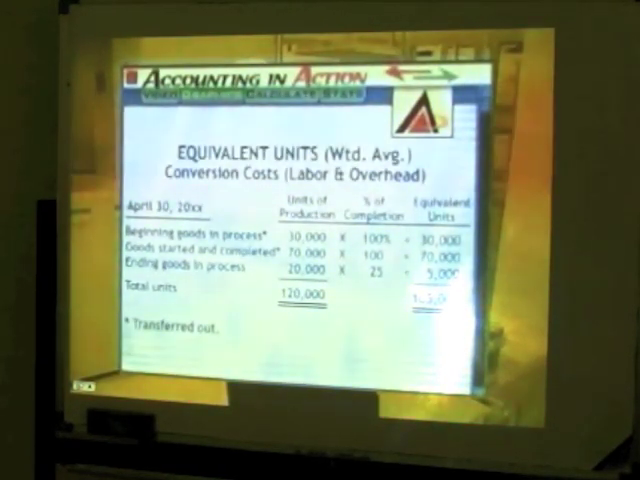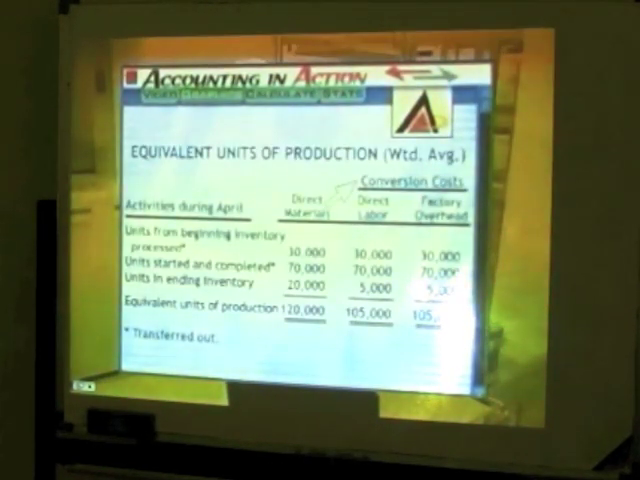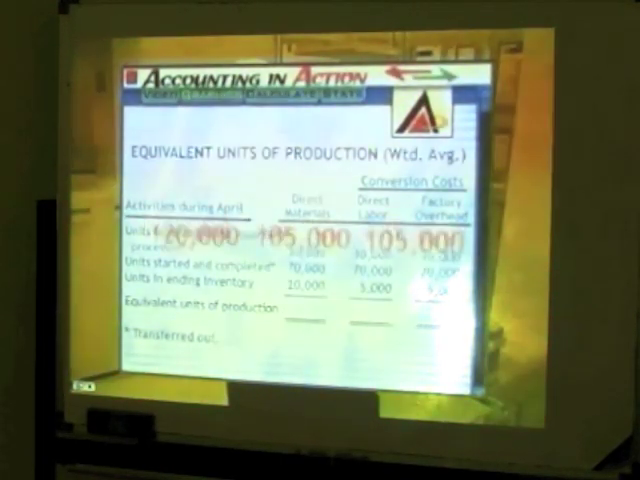The same process is followed to calculate equivalent units for conversion costs. The number of units is multiplied by the percentage of completion. The beginning goods in process and the goods started and completed are transferred out at 100% completion. Notice that the ending goods in process is less than 100% complete. All the equivalent units are added up for the department total. So for each cost category, the units completed and transferred out of the department are added to the equivalent units still in process to arrive at the total equivalent units of production for the period.